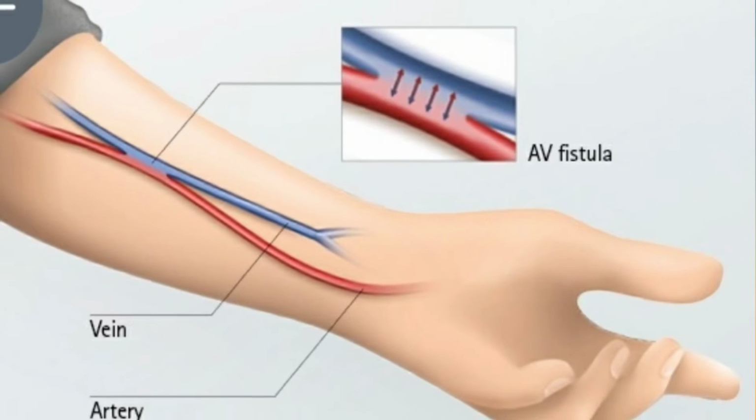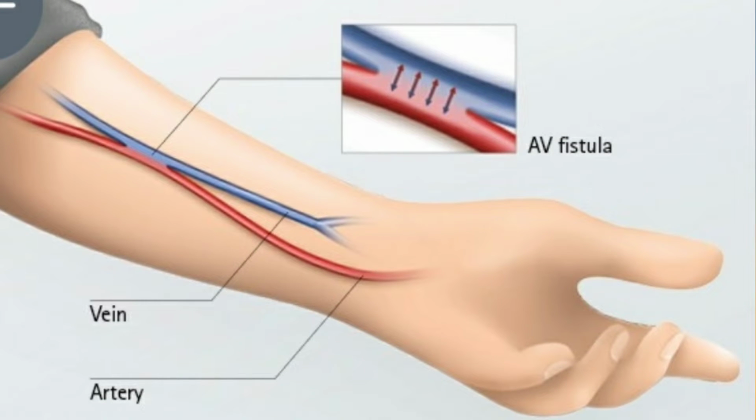This is an abnormal joining of a vein to an artery just under the skin, typically done in the forearm, which makes the vein swell to enable needles to be inserted and removed after each treatment. Many become very visible on the arm.